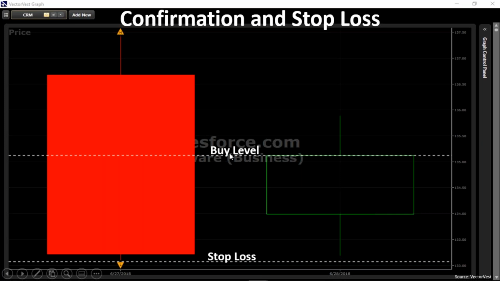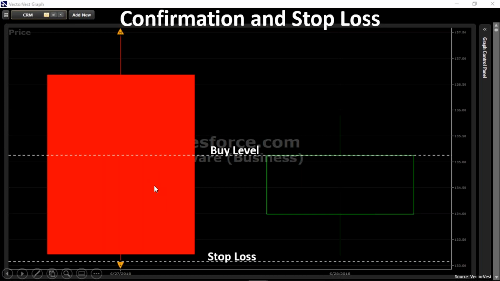Now, remember, the buy level is either the close of the unfilled green bar or the midpoint of the filled red bar. And I know you could probably tell that the close of the unfilled green bar is a little bit higher than the midpoint of the filled red bar.